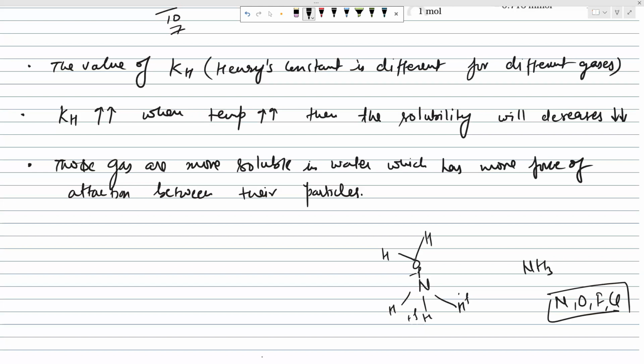Carbon dioxide is non-polar, so if you are dissolving carbon dioxide, it will not be very soluble. But if you are dissolving a polar gas, it will be more dissolvable. It will be more soluble.